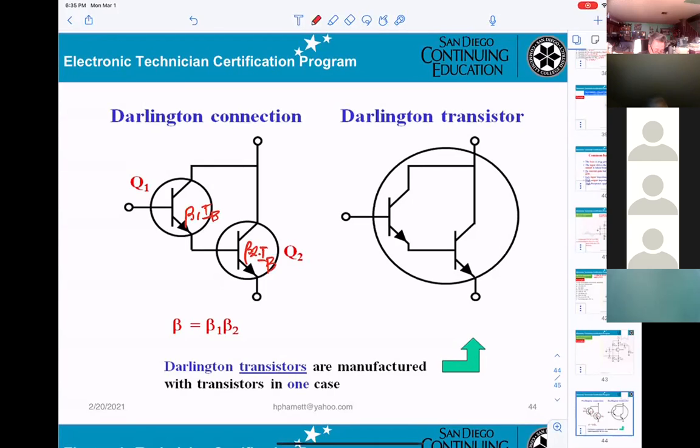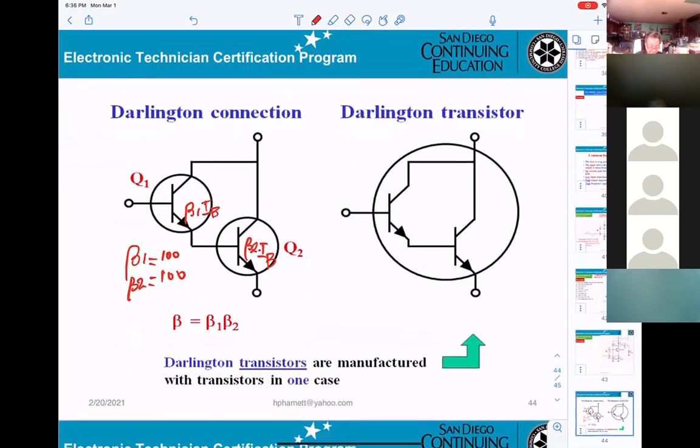If you get a beta 1 of 100, beta 2 of 100, so the gain will be 100 times 100. The only thing is they want big current. So that's why when you're working on this circuitry, you have to be very, very careful. The thing is a high current. If your probe is connected into the transistor, it will be burned right away.